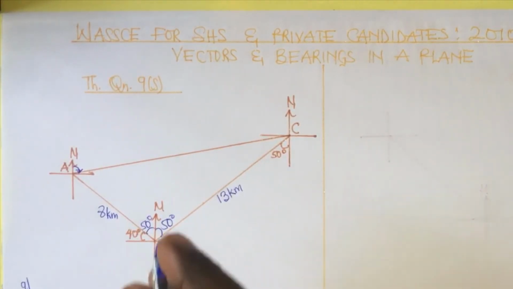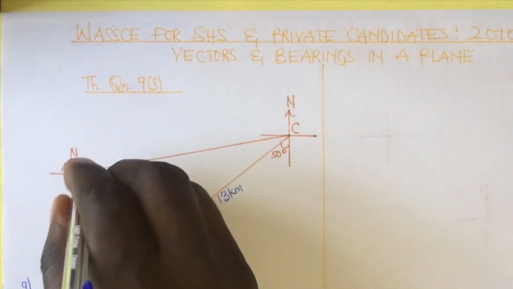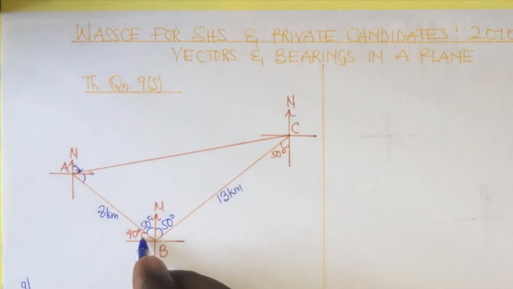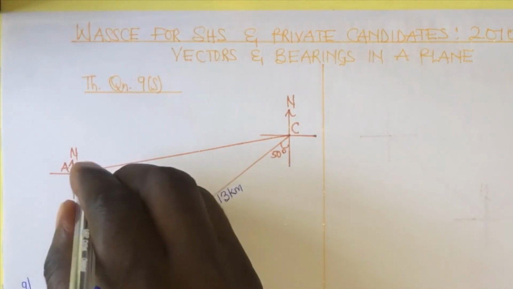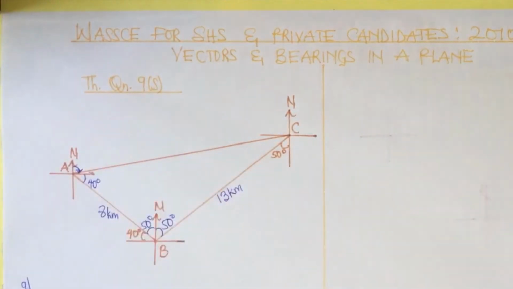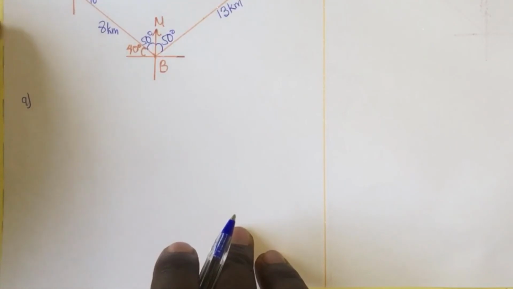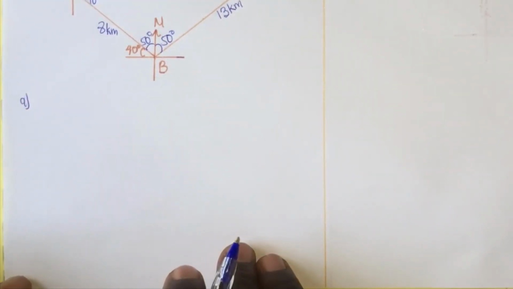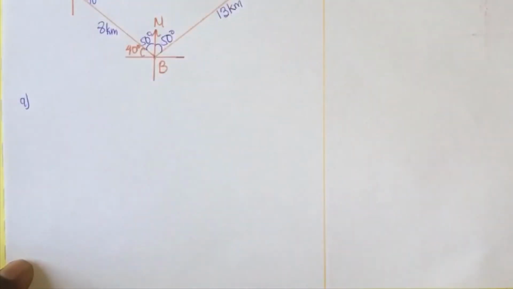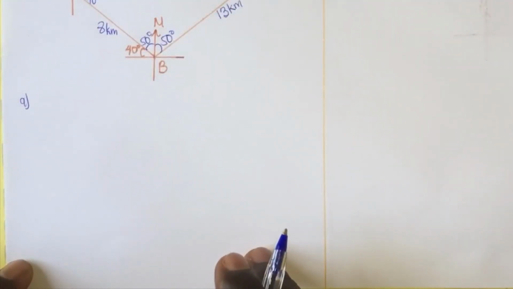Let's see again. If this angle here is 40 degrees, it is alternate to this angle. So that one is also 40 degrees. I think that will be all. So let's continue with the calculation of the A. So the A, which we are to find the distance AC, is that we can use the cosine rule.